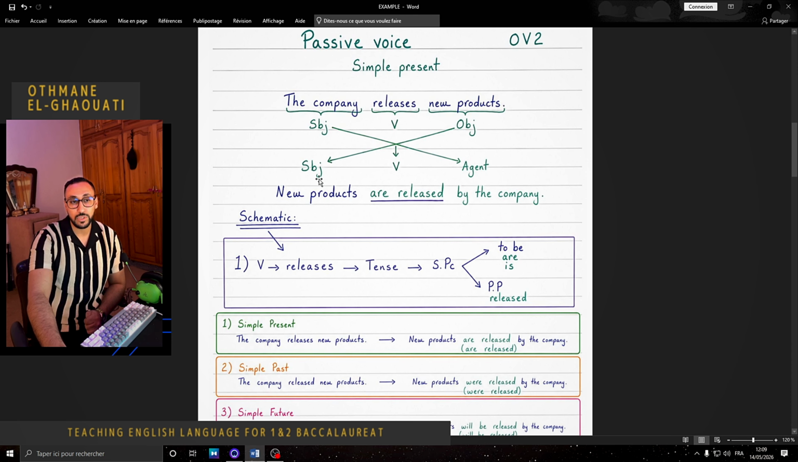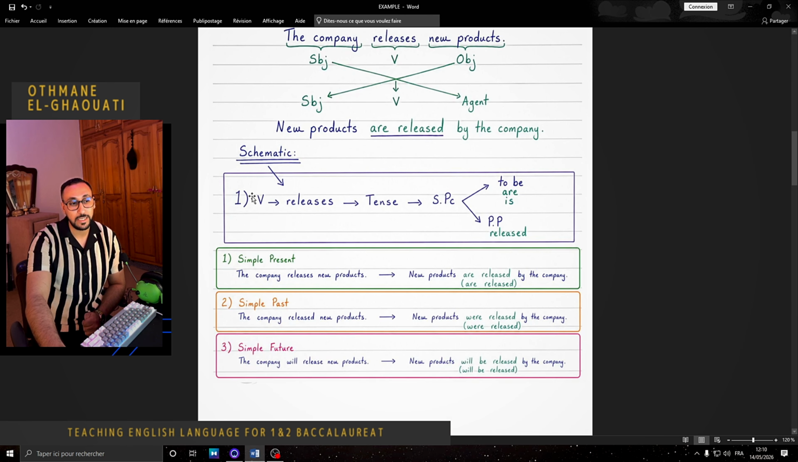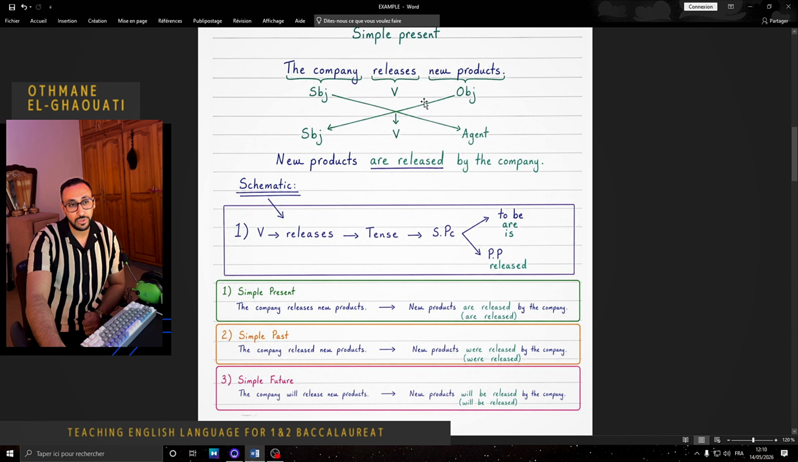So the subject here is new products. We have here releases, which is in simple present. So we need the verb to be in the simple present, and then we put the verb in the past participle. Okay, we didn't finish yet. Now we put by, and then we bring the subject of the active form to become an agent in the passive form. We have here a schematic. This schematic is about how to solve this sentence, how to answer it.